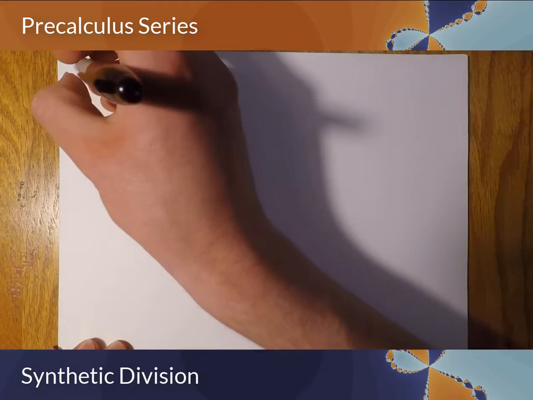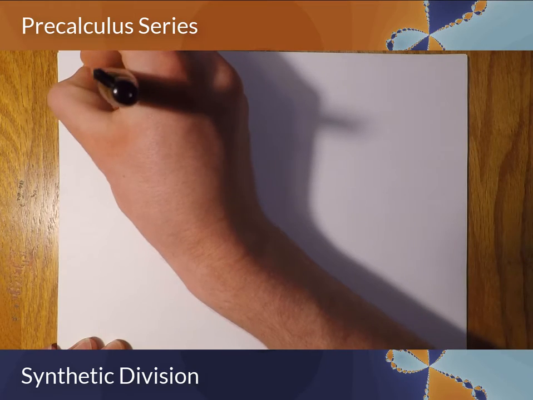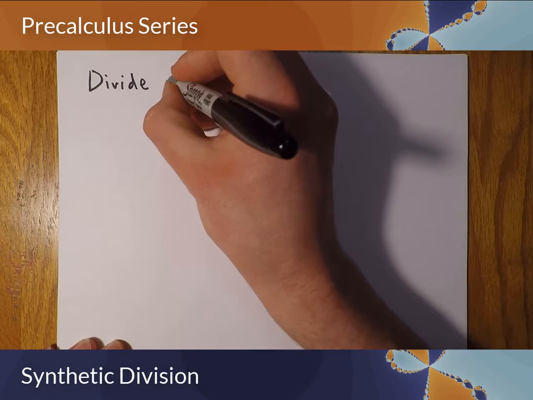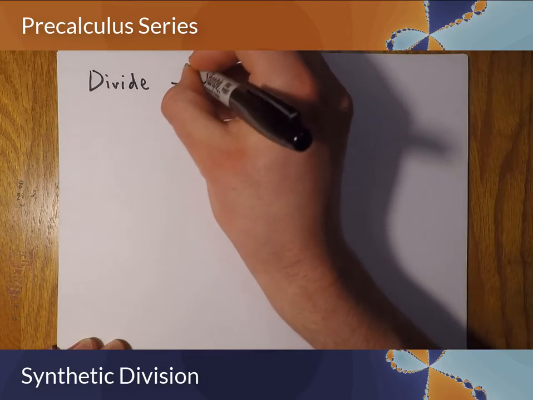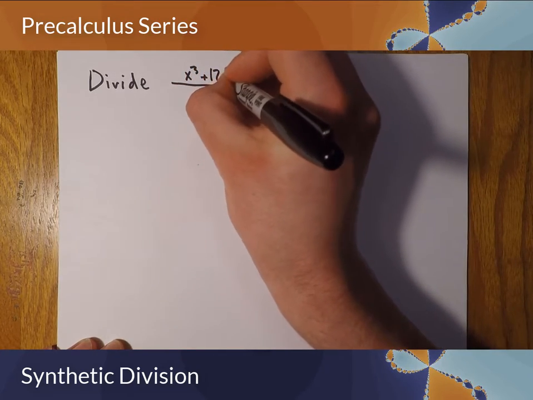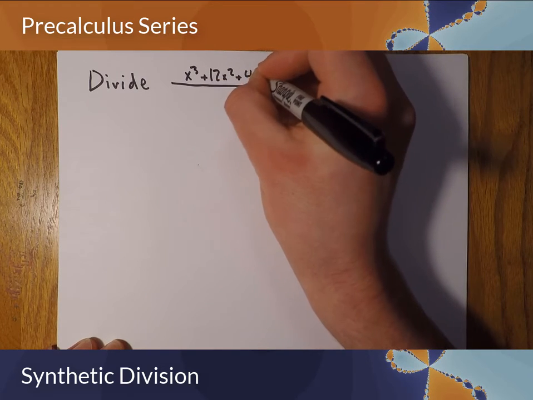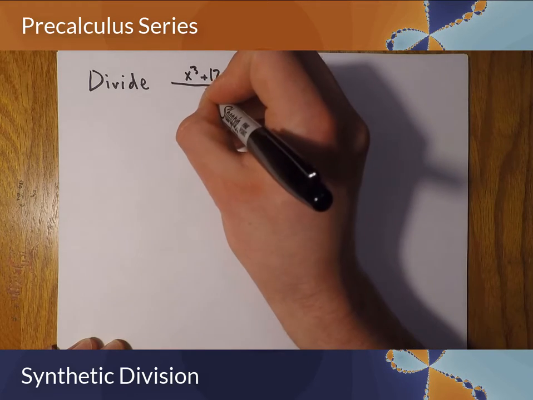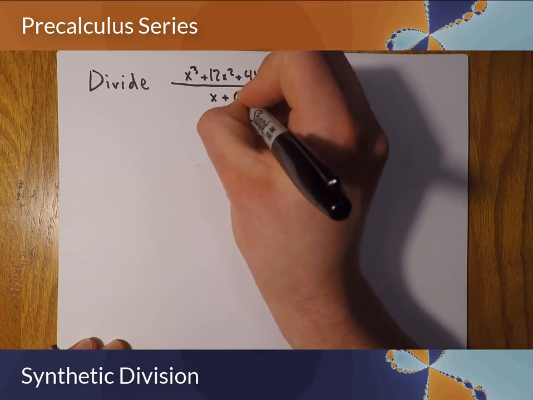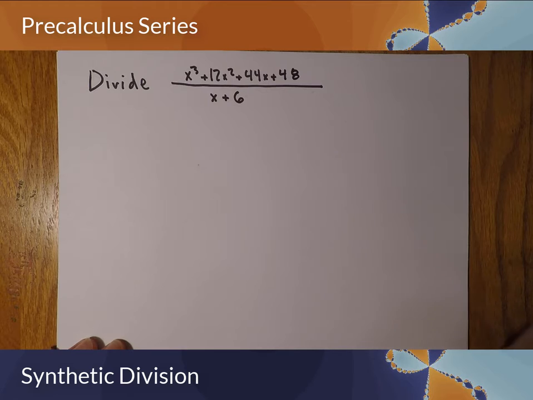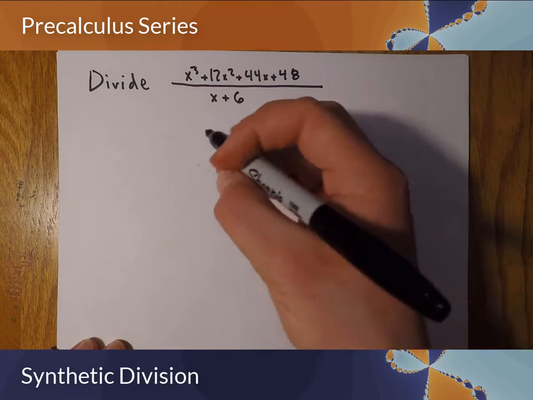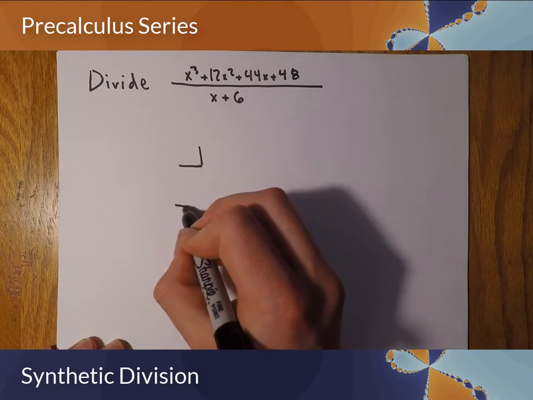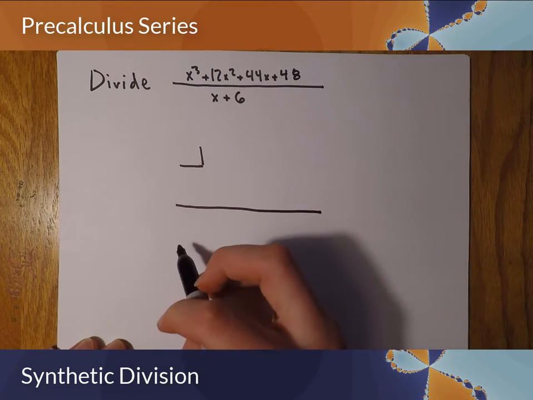Alright, so for my long division video, the first problem was this problem right here. The problem was divide x cubed plus 12x squared plus 44x plus 48 by x plus 6. Now, the first thing you do when you do synthetic division is you have this little corner box here, and then you draw a line like that to set up the problem.